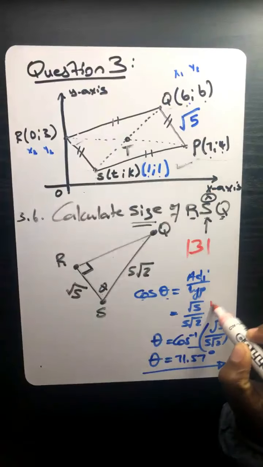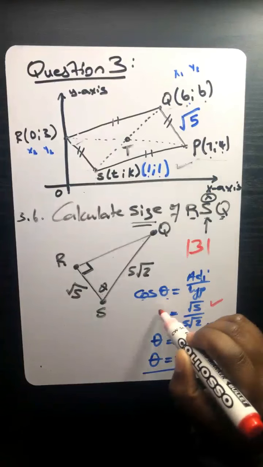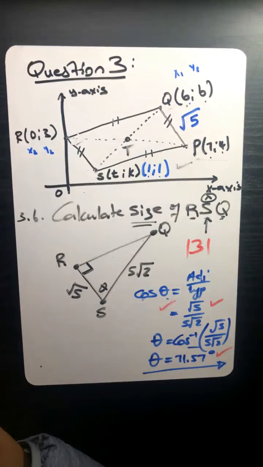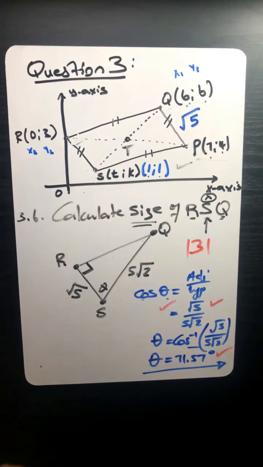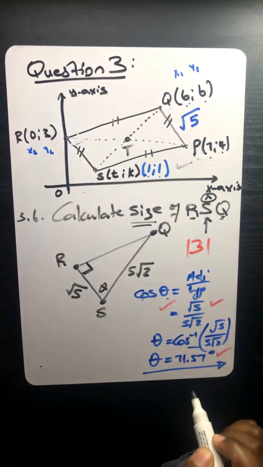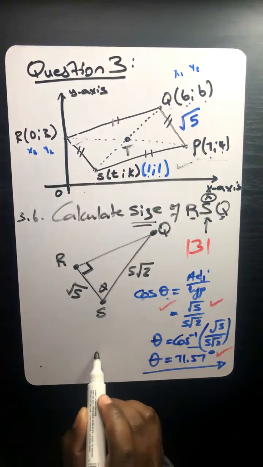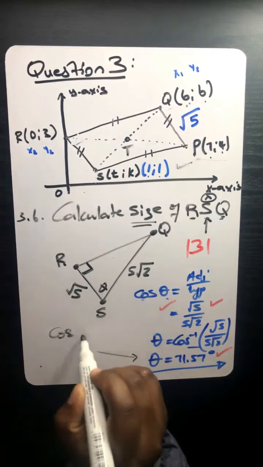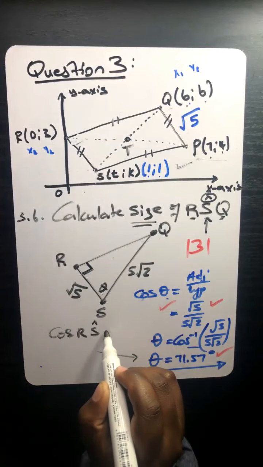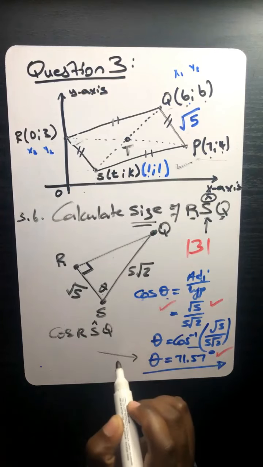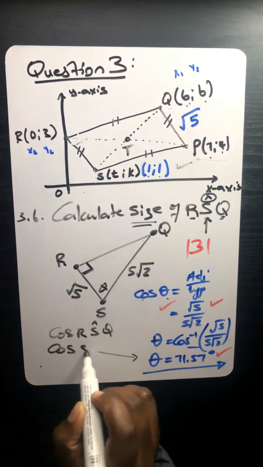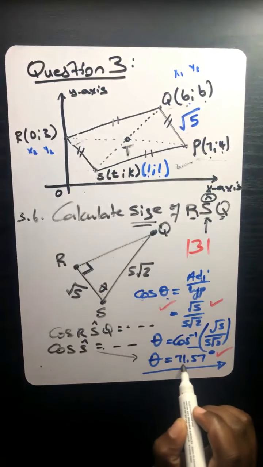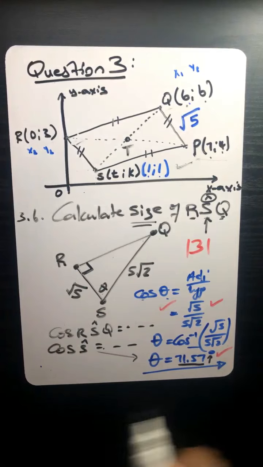So that is going to be allocated a mark, and also your final answer will be given a mark. Guys, only if your answer has got that degree, it's going to be given a mark. Otherwise, instead of using angle theta, throughout your calculation you have cos of angle R, S, and what else, Q. Or if you said cos angle S is equal to whatever, that is still fine. So this is what we are interested in, with the correct unit.